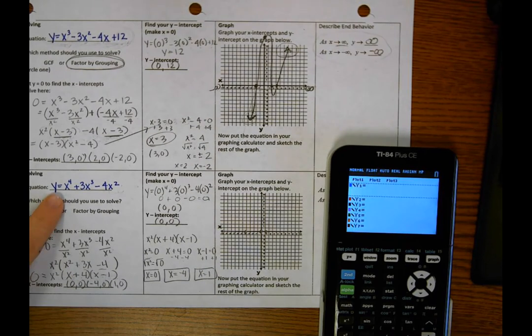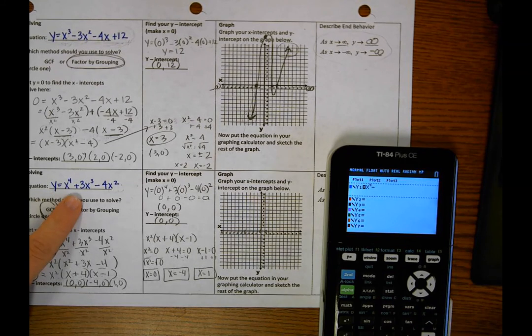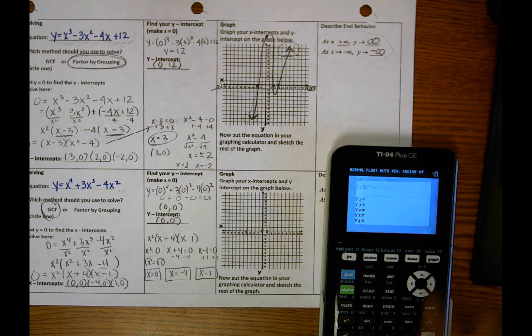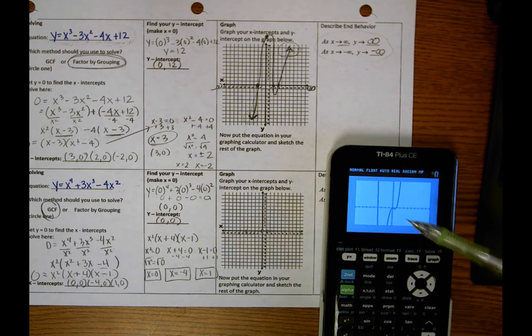So x to the 4th plus 3x to the 3rd minus 4x squared. And I'm going to graph that. Let's see if it shows the whole picture. All right, so it looks like I'm going to have to zoom out a little bit because I'm missing this chunk. So that means my y value is not low enough.